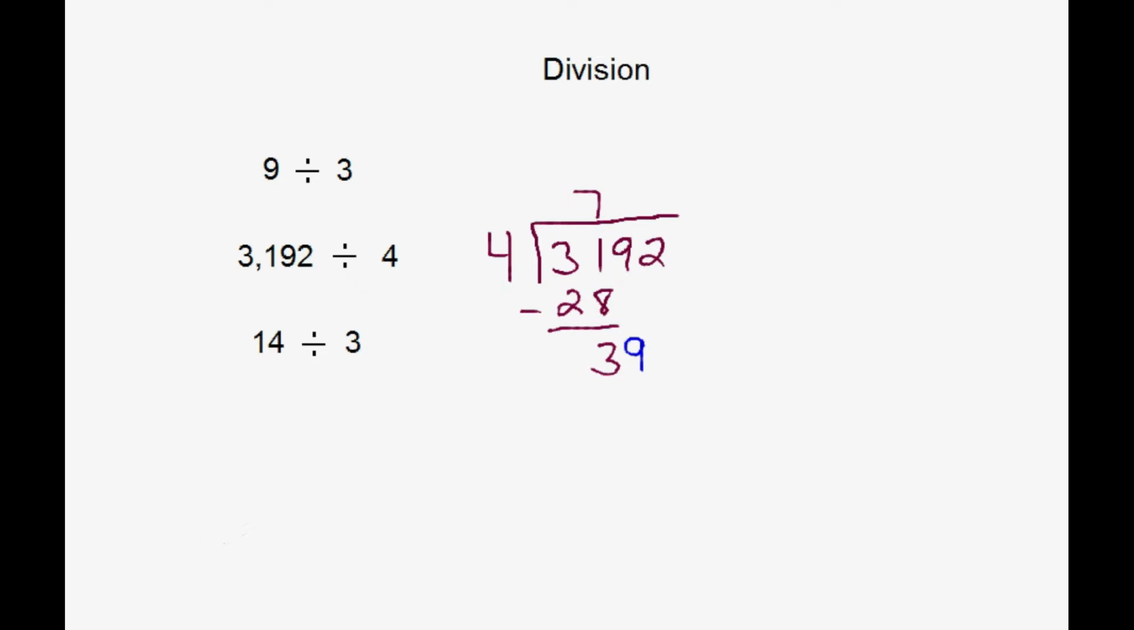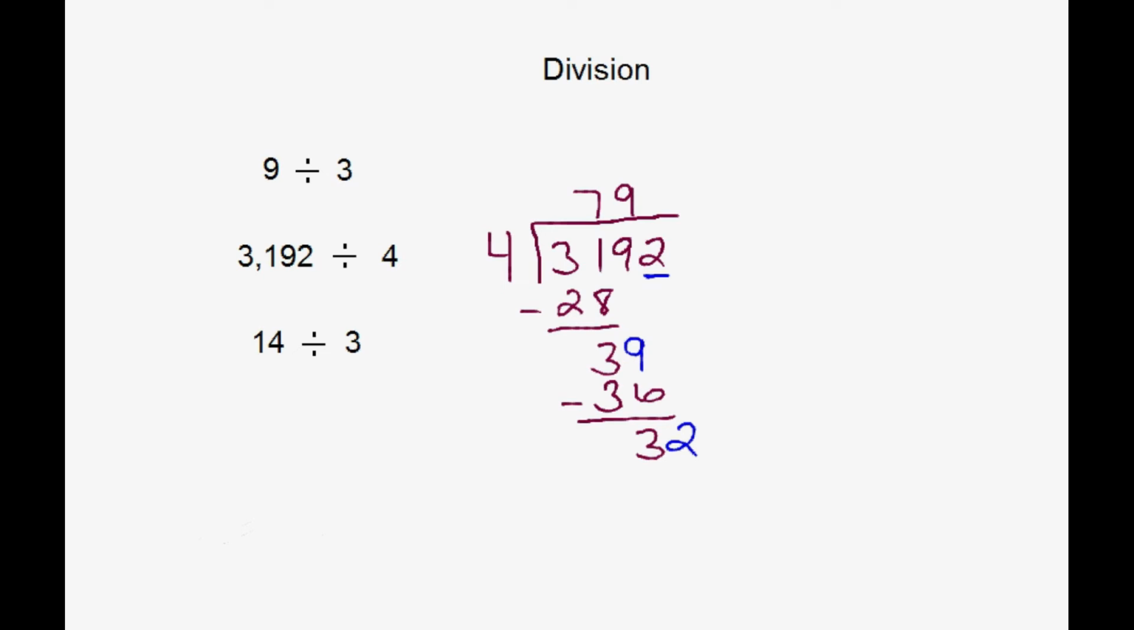4 goes into 39 9 times, and then we'll multiply. 4 times 9 is 36. So it's the same steps over and over and over again. Now we will subtract. 39 minus 36 is 3. And we're ready to bring down the next digit, which is 2. Okay, so 2 goes here.